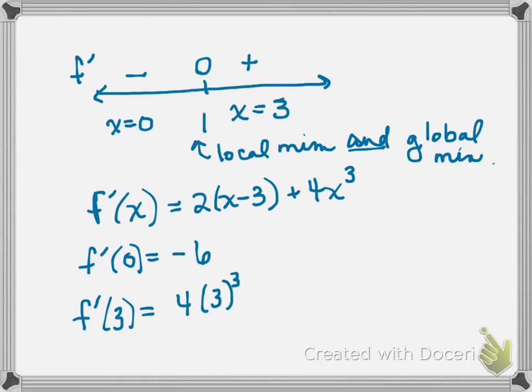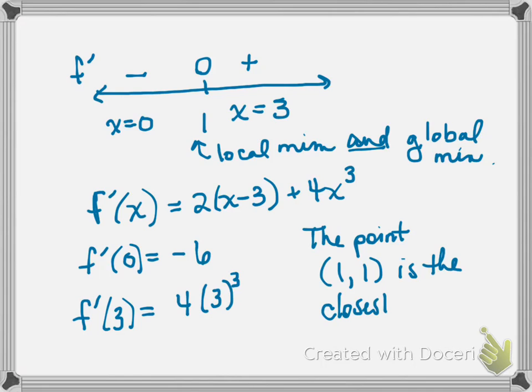And since that is what's occurring, we have that of all the points on the graph of y equals x squared, the point (1, 1) is the closest to (3, 0) on the graph of y equals x squared.